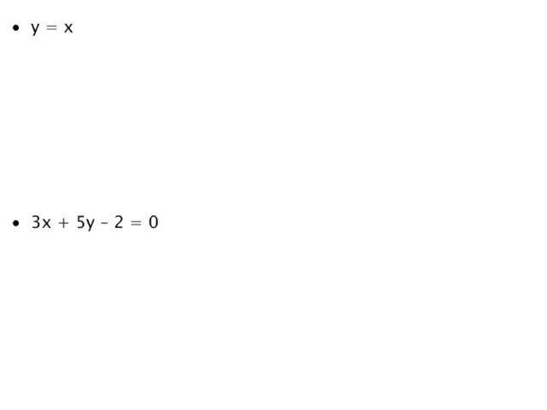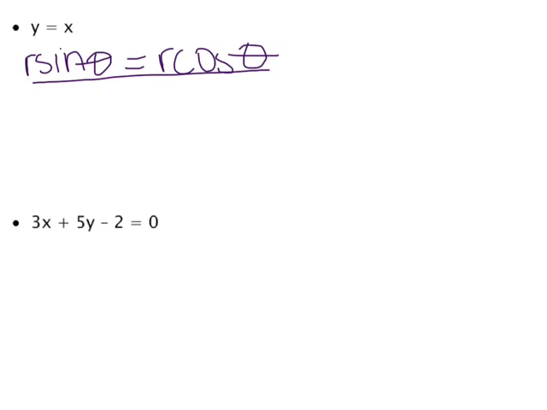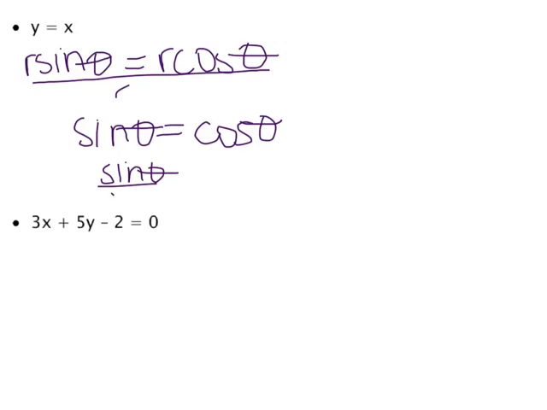Here we have y equals x. We know r, we can substitute r sine theta. X, we can substitute in r cosine theta. Okay, we have an r on both sides, so we can divide by r and cancel those out. So now we have the sine of theta equals cosine theta. If I divide cosine theta over, we would have sine theta over cosine theta equals 1. And we know that that is the same thing as the tangent of theta.